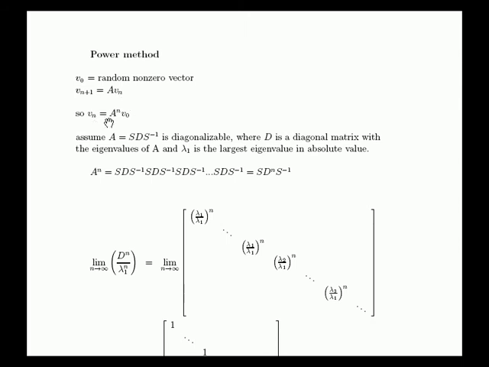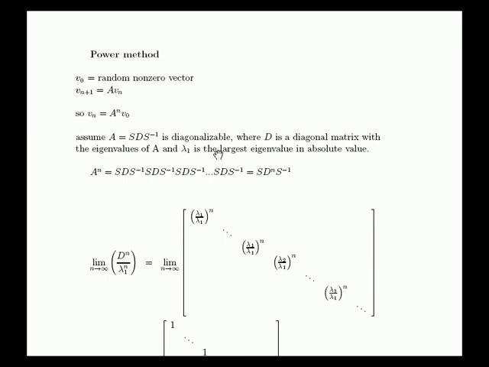Now, to see why this works, first notice that V_n is just A to the nth power times V_0, because V_1 is A times V_0, V_2 is A squared times V_0, and so forth. Each iteration, you just multiply the previous vector by A. So after n iterations, you've multiplied the original V_0 by A n times, so A to the nth power V_0 is V_n. Now we're going to assume that A is diagonalizable.